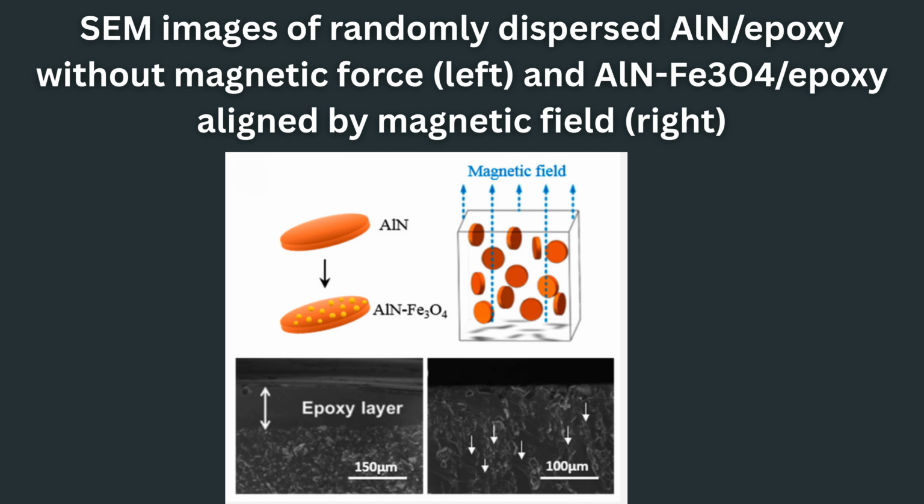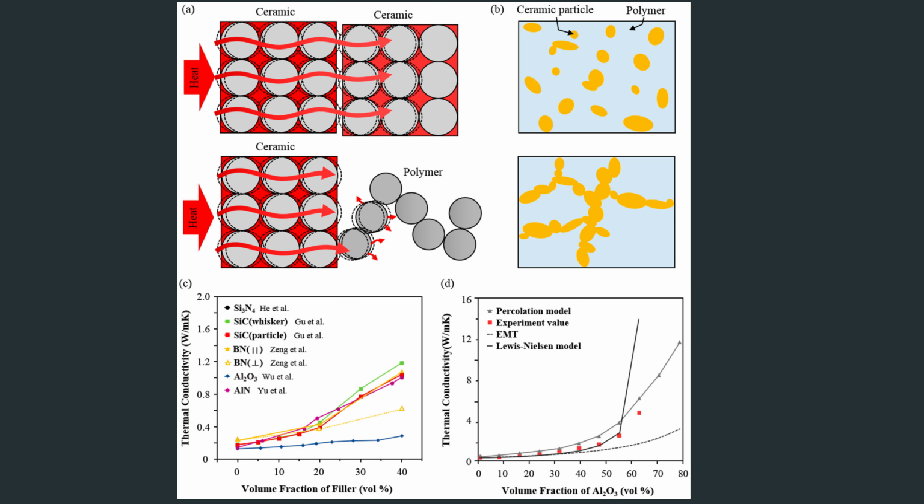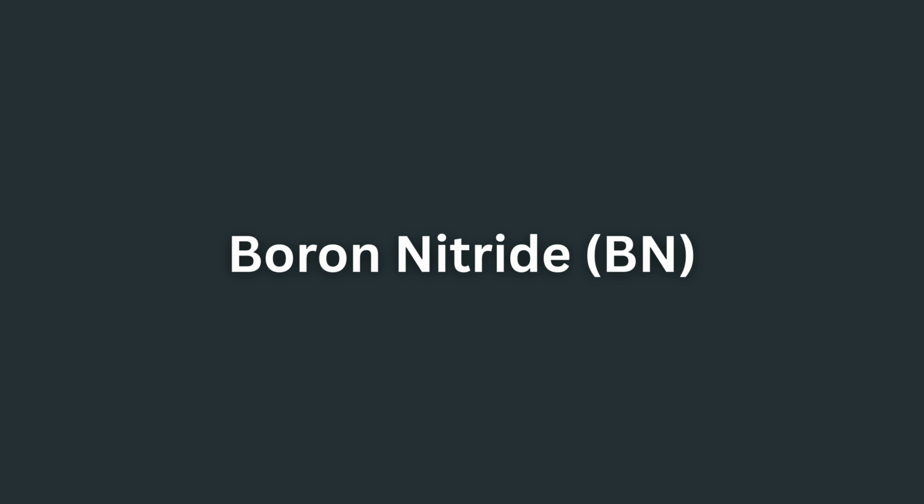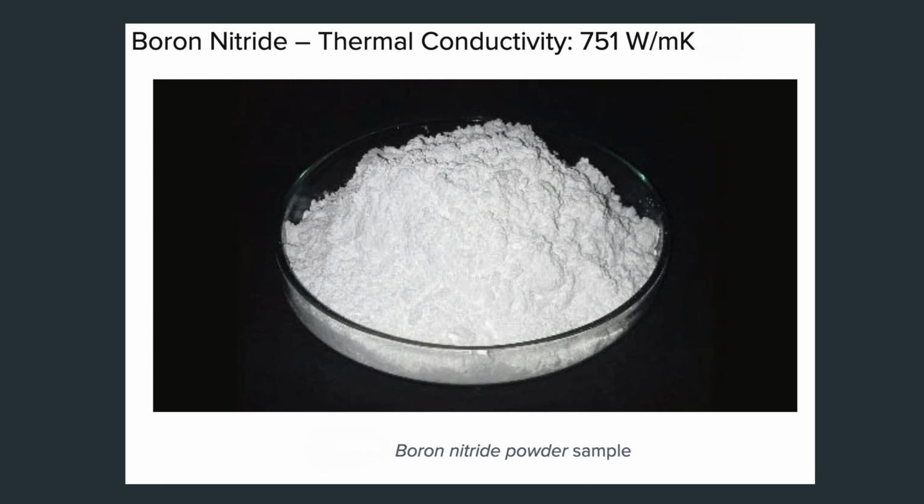Similarly, adhesives containing about 78% aluminium nitride particles, approximately 5 micrometers, may exhibit thermal conductivities more than 10 times greater than that of unfilled epoxy. Boron nitride, BN. Boron nitride possesses higher thermal conductivity than alumina and is widely used in thermally conductive adhesives requiring electrical insulation.